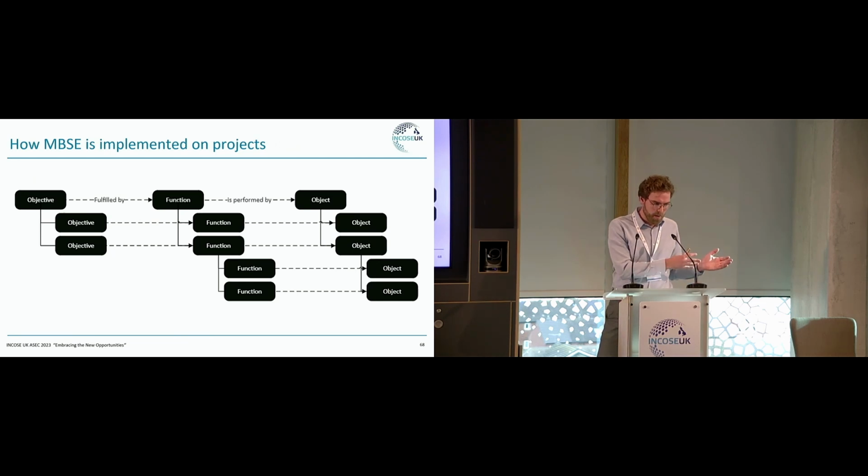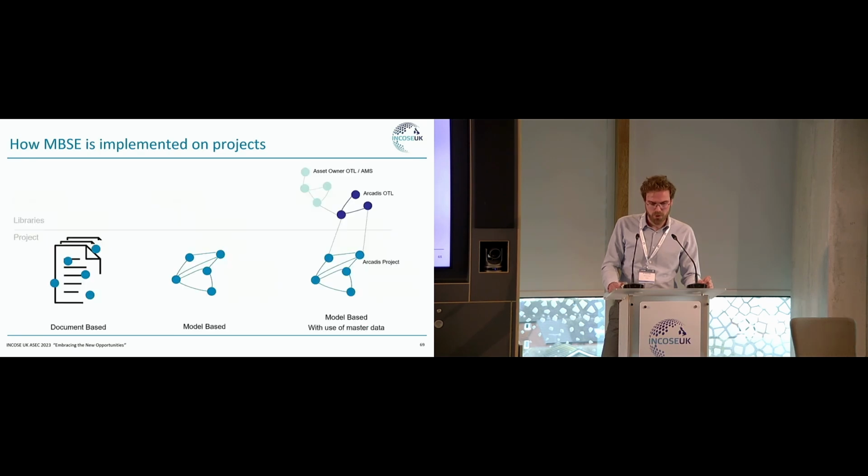And when we implement model-based systems engineering on projects, the core for us in our designs is that we work from objectives to functions, to function fulfillers, object systems. And we model this with all the other systems engineering information in an information model that we use on projects. With an information model, we move away from a document-based way of documenting all of that. We have a standardized systems engineering model on projects, based on ISO 15288, that we are using across all our projects.